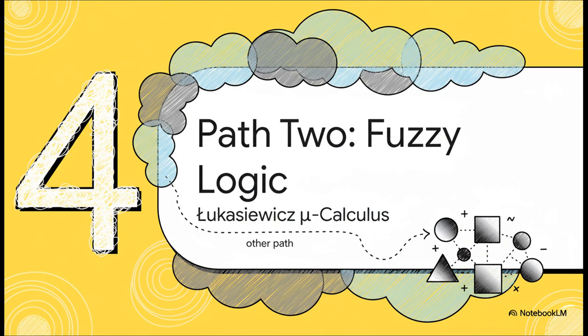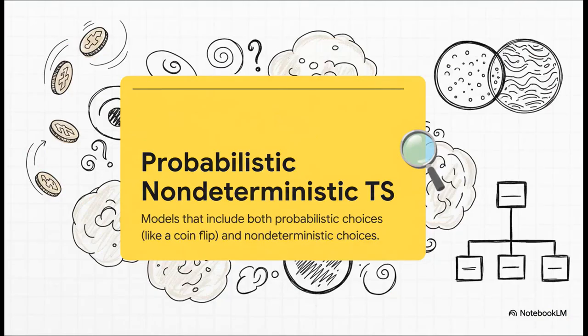Section 4 is all about fuzzy logic, and our friend the Lukasiewicz Mu Calculus. This approach looks at uncertainty in a totally different way. It's not about pure probability. It's about something called fuzzy logic. So this logic, let's just call it Lu, it's easier. It works on a different kind of system model, a model that has both probability and something called non-determinism. And this is a really important distinction.